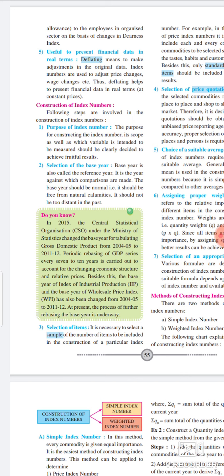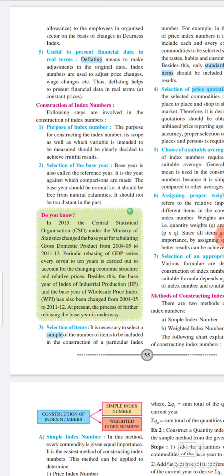The index number is constructed purposefully for the specific measurement of an economic variable, and gives the proper and best achievement of goals and fruitful results. For constructing the index number, its scope as well as which variable is intended to be measured should be clearly decided to achieve fruitful results.